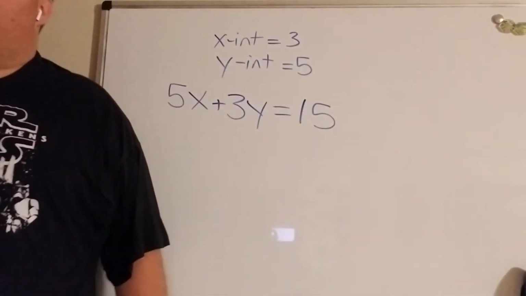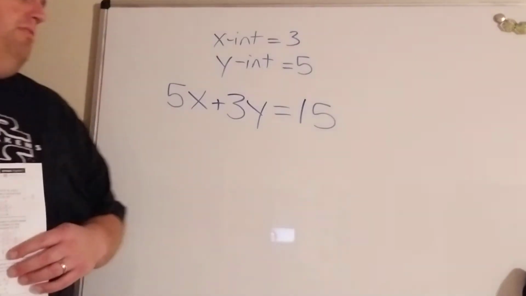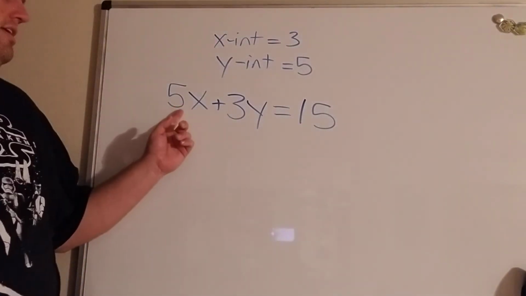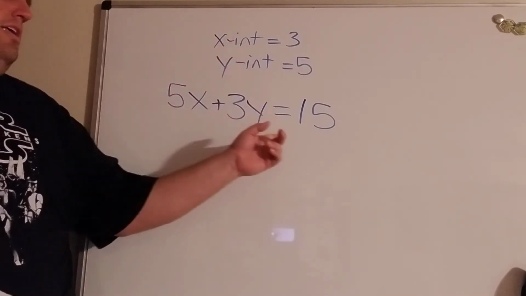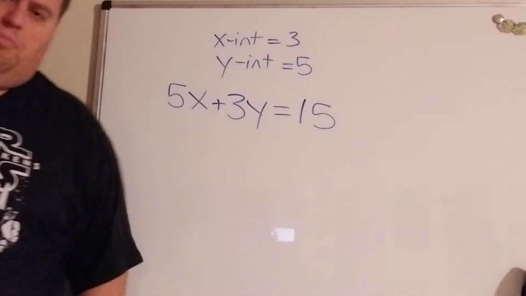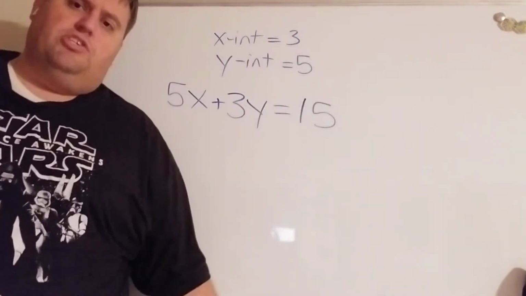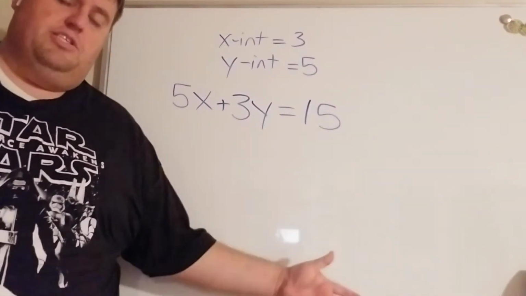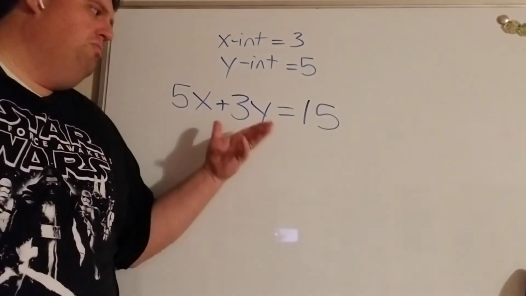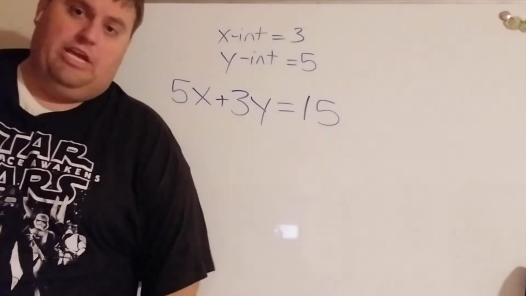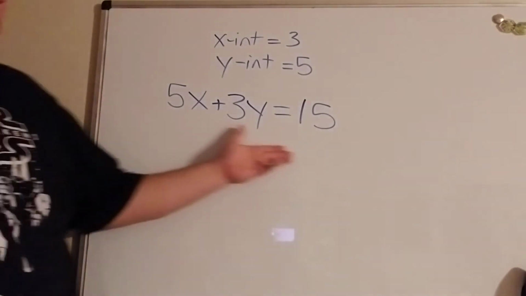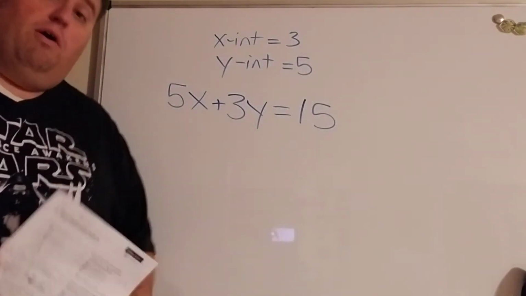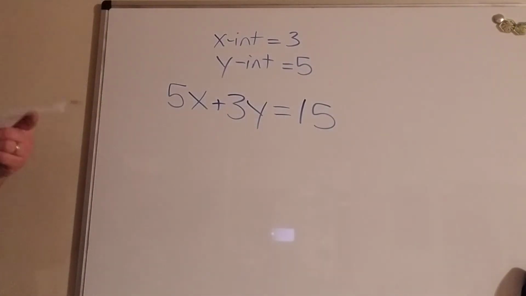Really, if you multiply, for example, if I multiplied everything by 2 here, 10x plus 6y equals 30 would also be a solution for an equation that's in standard form that would have those x and y intercepts. And really I could multiply by anything and get different combinations. As long as it kind of comes down to this one, that would be really good. Or, yeah, that's good. All right.